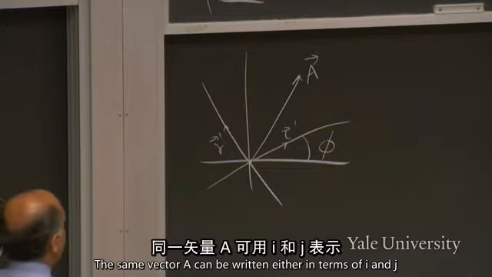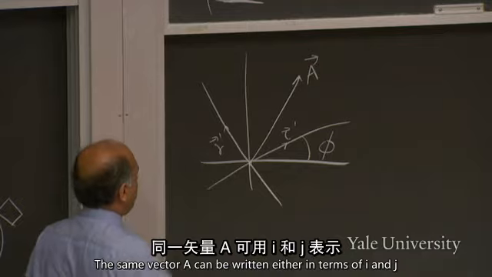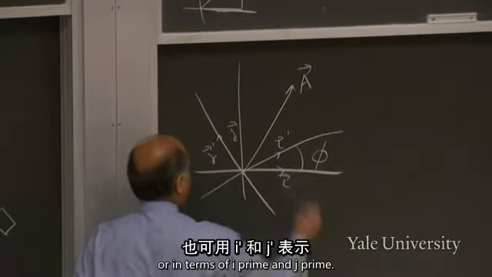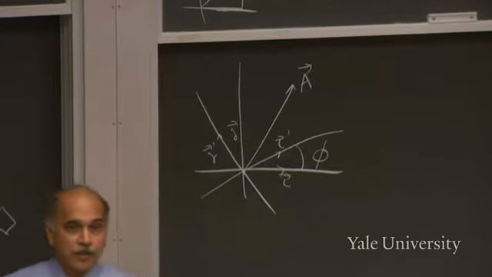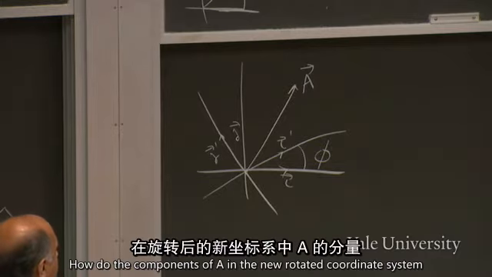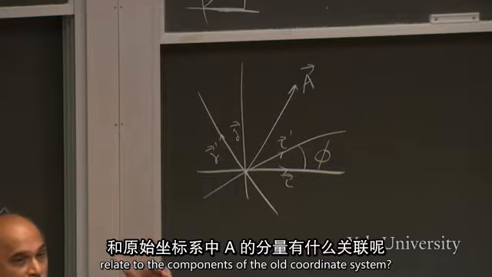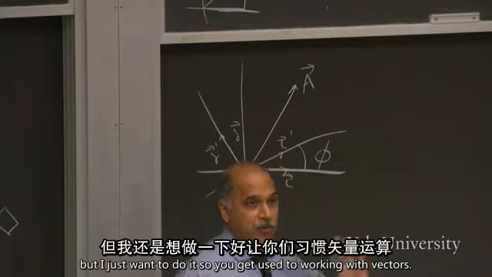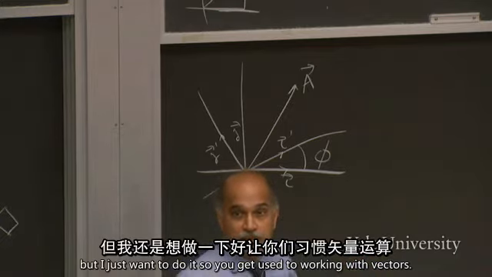The same vector A can be written either in terms of i and j or in terms of i prime and j prime. So let's take a minute to play this game of asking, how are the components of A in the new rotated coordinate system related to the components in the old coordinate system?